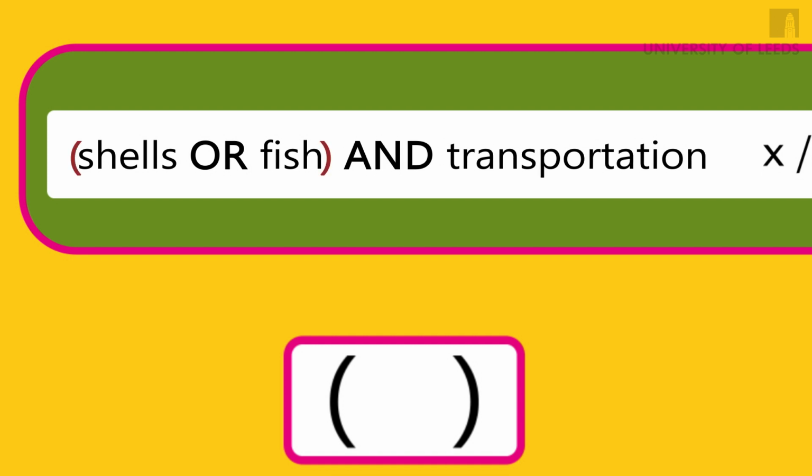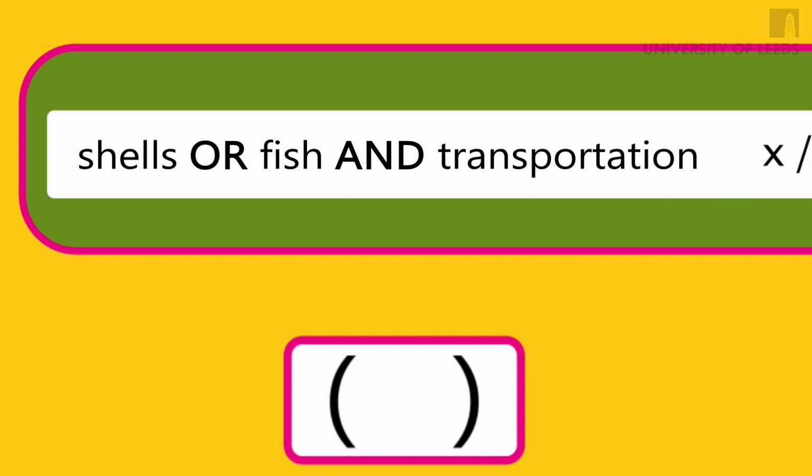If you were to put brackets around the first two keywords, (shells OR fish) AND transportation, you will get articles about the transportation of either. If you don't add any brackets, shells OR fish AND transportation, you will retrieve any sources about transportation of fish, plus sources about shells. Some of them will be related to their transportation, and some of them won't.